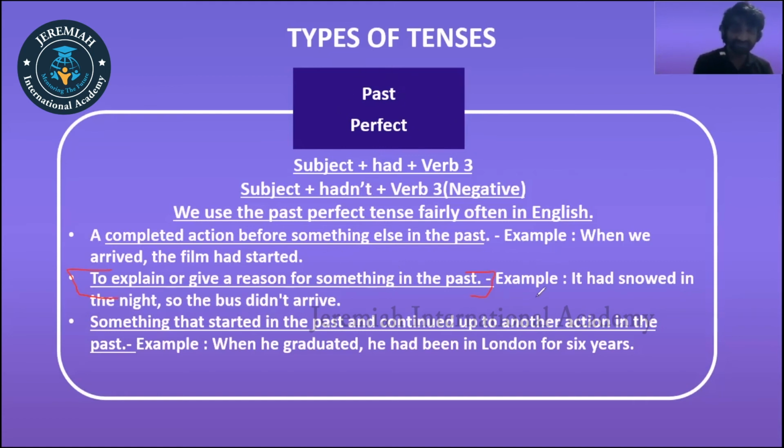All right, then comes its example. That is, it had snowed in the night, so the bus didn't arrive. Okay, so I have prepared a material, or I'll be circulating it with you. That is the IELTS grammar material. All right, so watch this video and do that. Please don't consider this example.